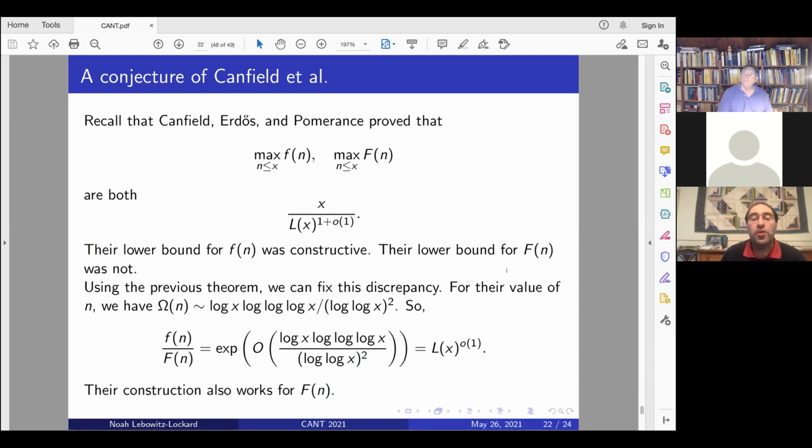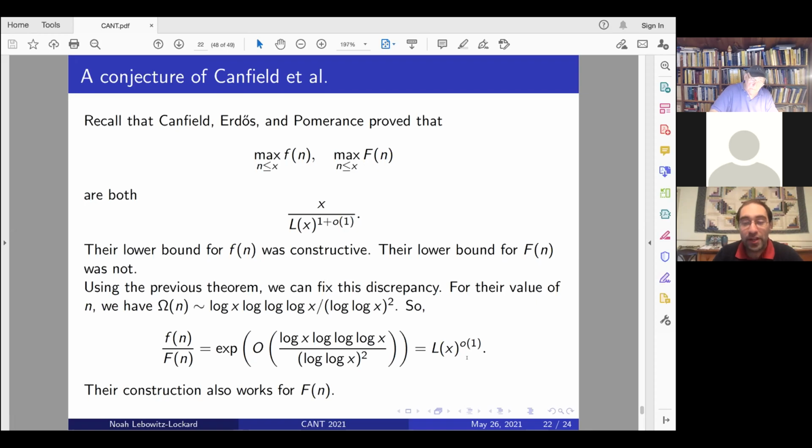But using the previous theorem, we can fix this discrepancy, because for the value of n they chose, capital omega of n doesn't have too many prime factors, period. It has about log of x, triple log x over double log x squared. So by the previous theorem, the ratio between little f and big F is still L of x to the little o of 1. So their construction for little f also works for big F. So we now have a constructive proof. And so we've actually solved a problem that was stated nearly 40 years ago with this theorem.